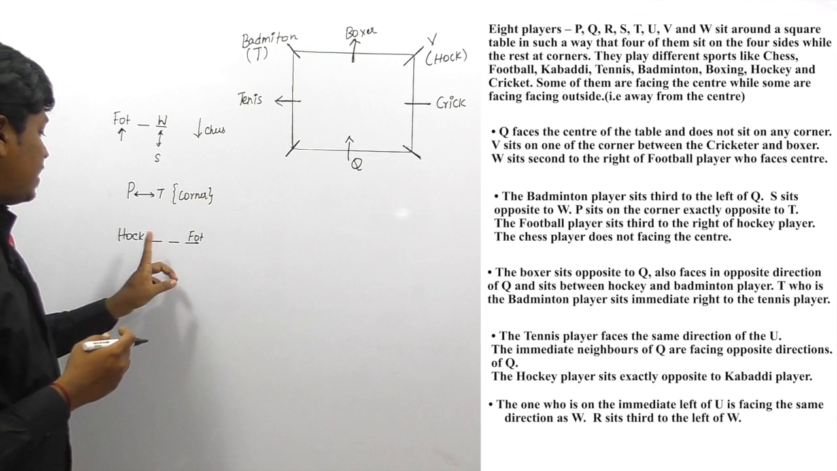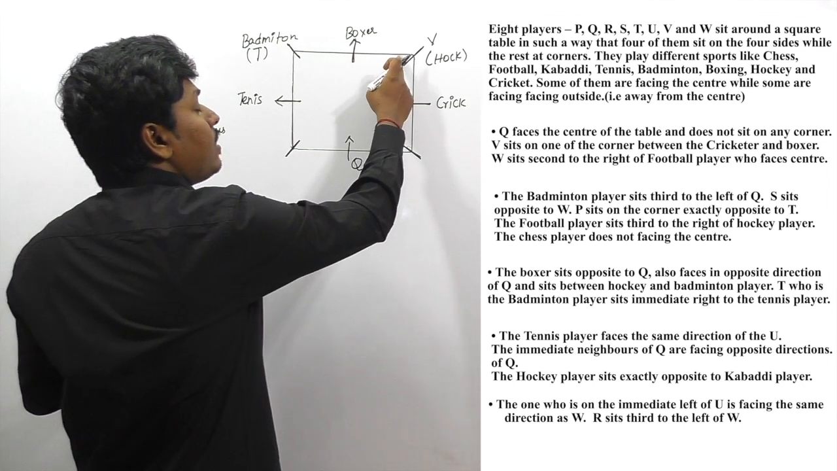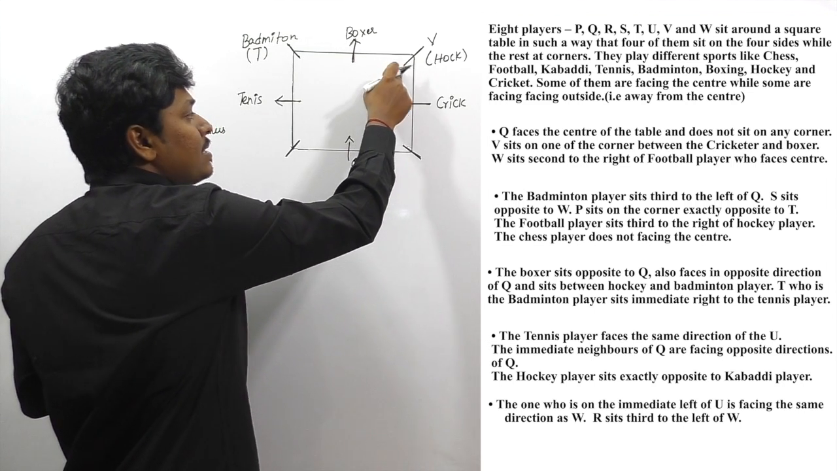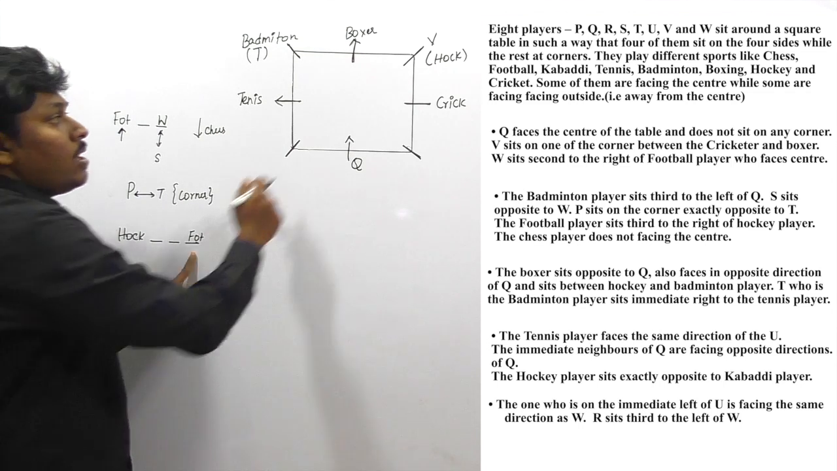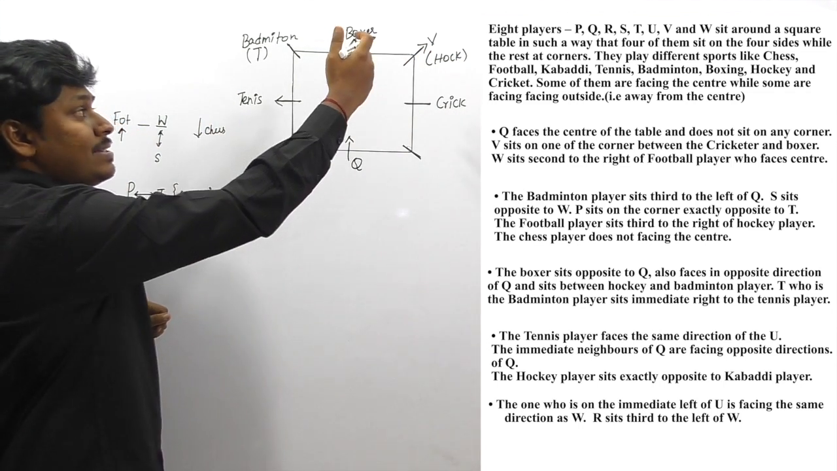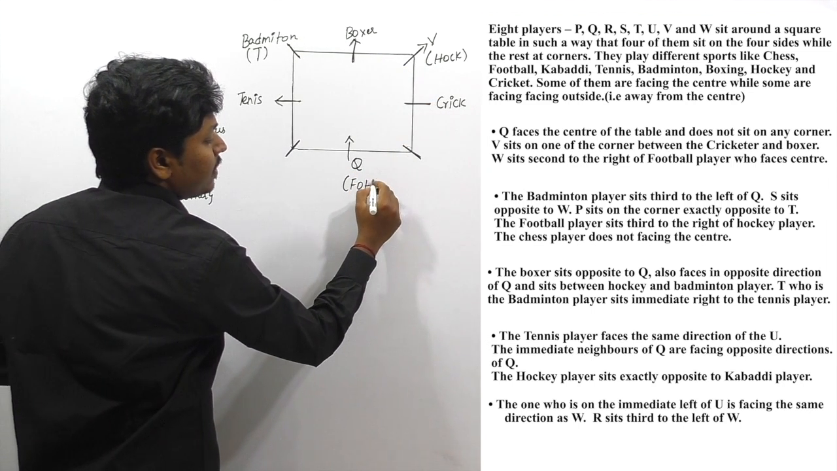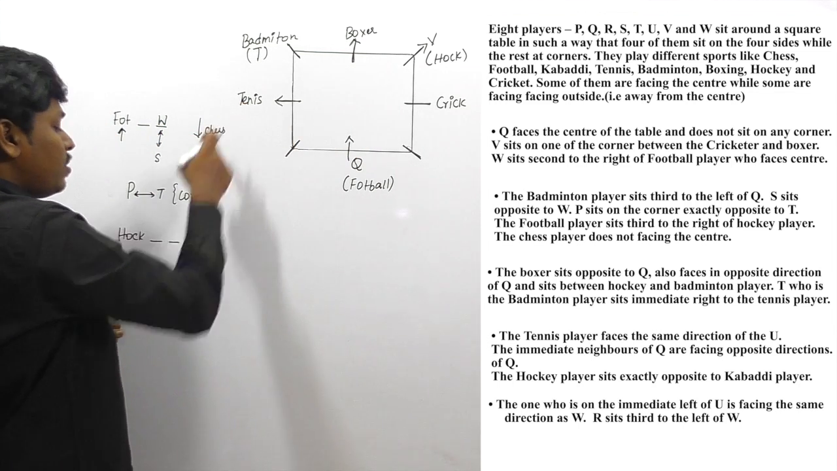Okay, friends, see here: hockey, right-hand side at the third place, football, right? And if I fix the person hockey as facing inside, then on the right-hand side, third place, we can't place football. So let me fix hockey as the person who is facing outside, then on the right-hand side 1, 2, 3, this should be football. Friends, got the point? If the person hockey faces the center, then we can't place football, right?